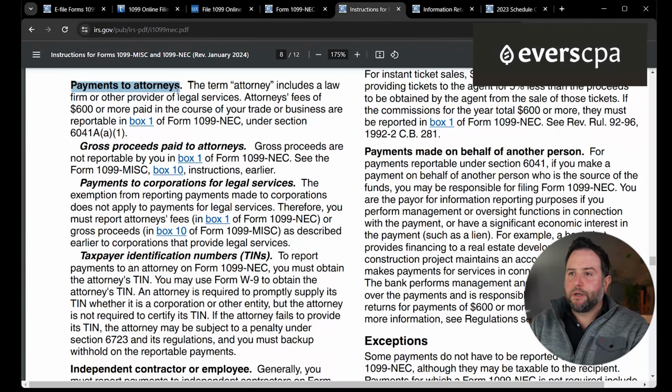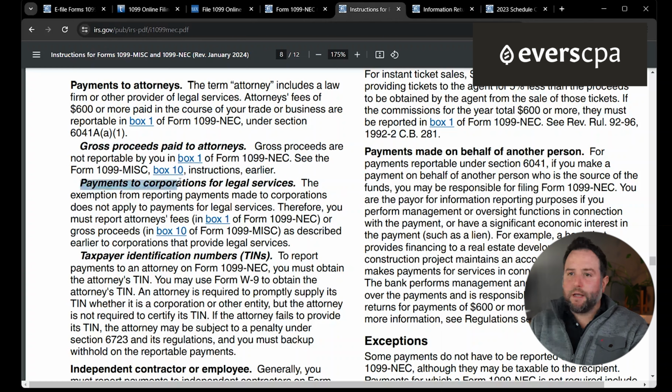So, payments made to attorneys on page 8 of this PDF. The term attorney includes a law firm or other provider of legal services. Attorney's fees of $600 or more paid in the course of your trade or business are reportable in Box 1 of Form 1099 NEC under Section 6041A(a)(1). All right? And then this relates to more of the 1099 miscellaneous. So gross proceeds, that's if you win a lawsuit and you have gross proceeds from that lawsuit winnings. Those will be reported on 1099 miscellaneous, which we're not talking about here.